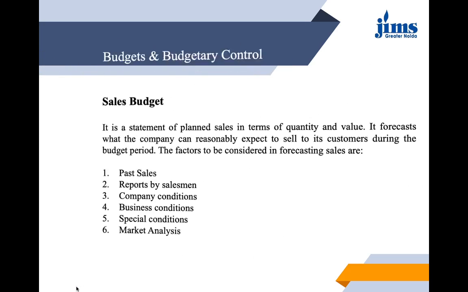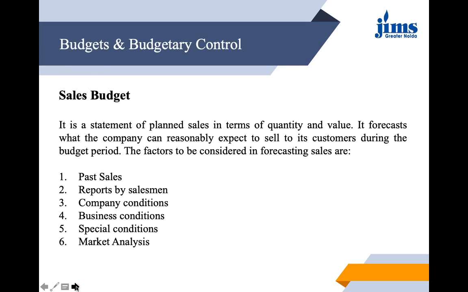Let us see. Sales budget is a statement of the planned sales in terms of quantity and value. It forecasts what the company can reasonably expect to sell to its customers during the budget period. The factors to be considered in forecasting sales, here I have mentioned a few. If I just name them, we need to consider past sales, reports given by the salesman, company conditions.